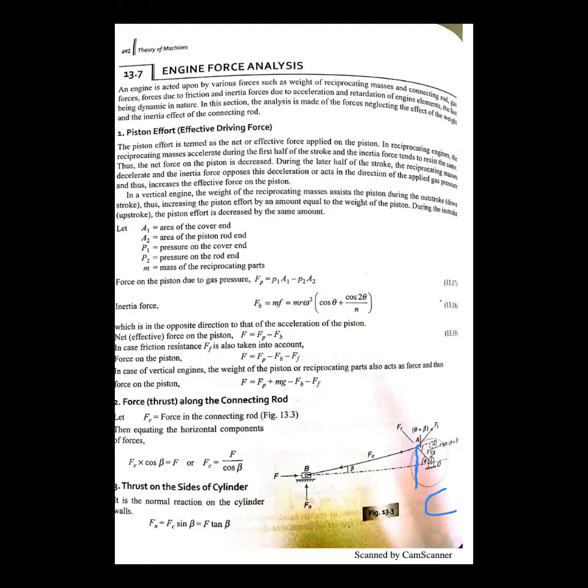So the second force is the force along the connecting rod. Just observe that. In the earlier one we already found the force on the piston: F equals Fp plus mg minus Fb minus Ff. Now we are going to find the force along the connecting rod.